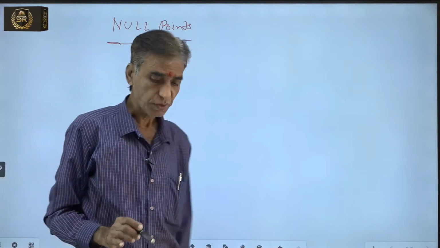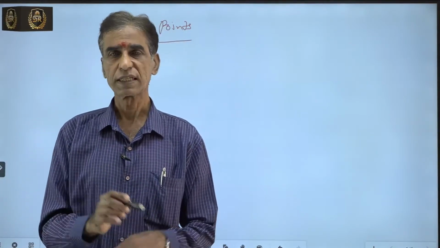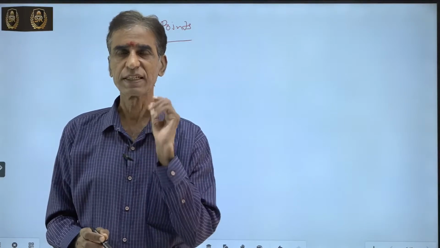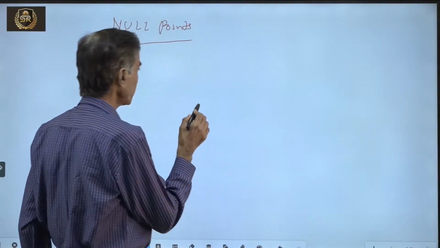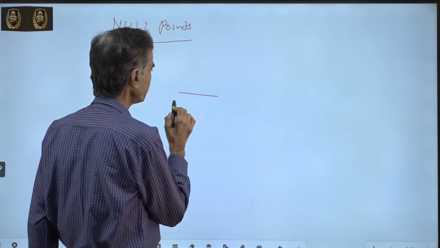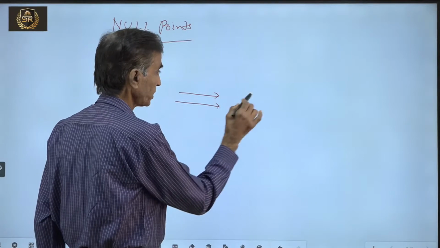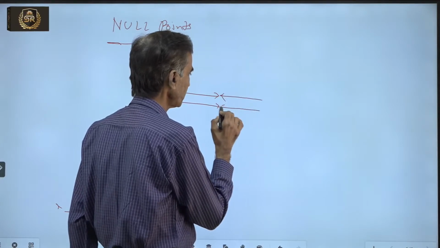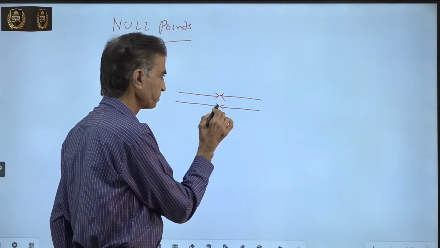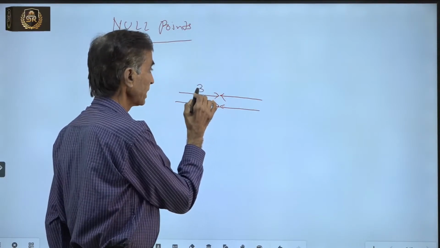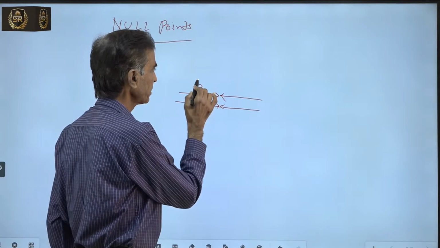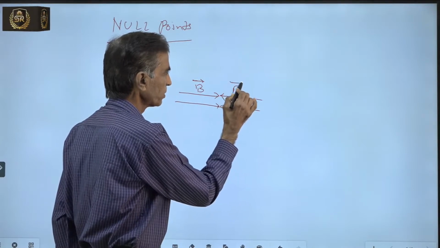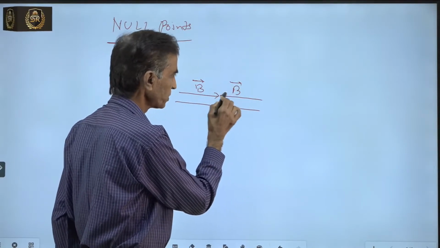Null points are also known as zero field points. That means, suppose there are two magnetic fields. Say, for example, this is one magnetic field directed towards the right. There is one more magnetic field that is combining with this magnetic field at this point. Okay. So the magnetic field induction due to this magnetic field is B, and the magnetic field due to the second one is B, but opposite in direction. See this, the direction is opposite.